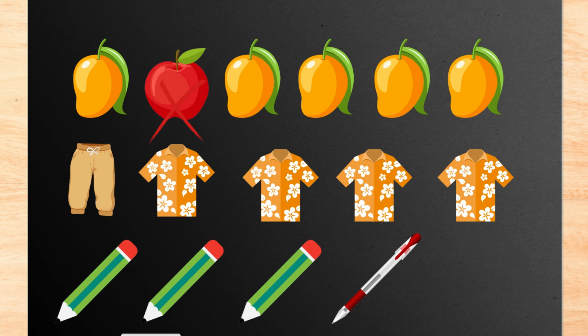Cross the apple. The pant is wrong on the line, so pant is the odd one out. Cross the pant. The pen is the odd one out from the pencil line, so cross the pen.